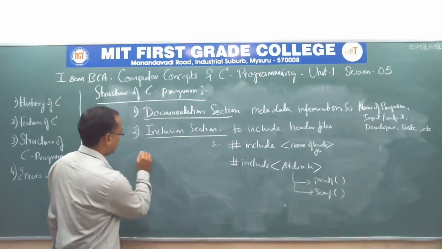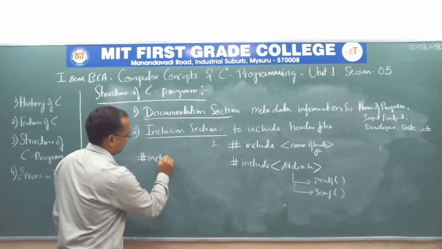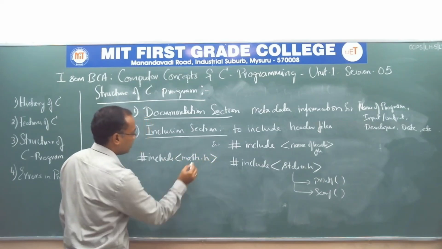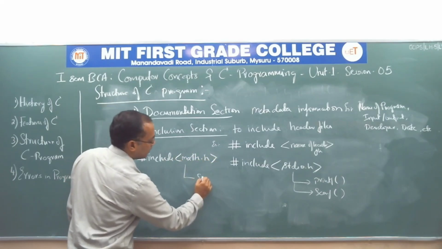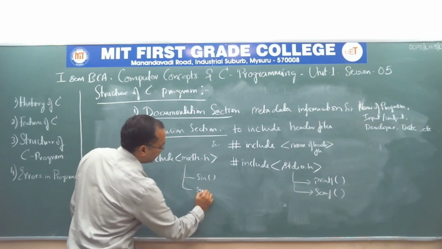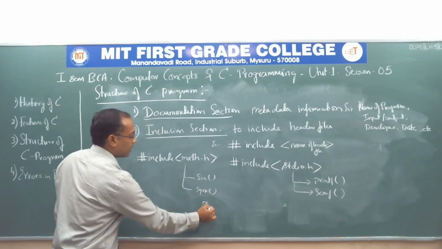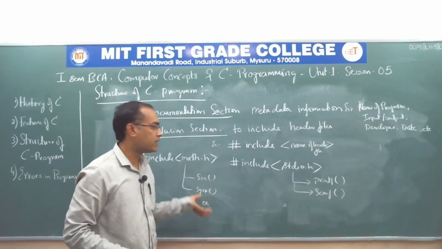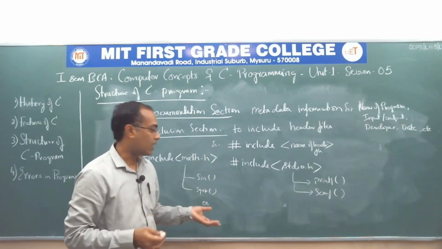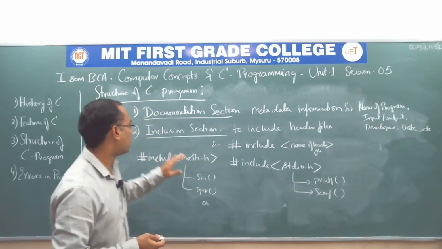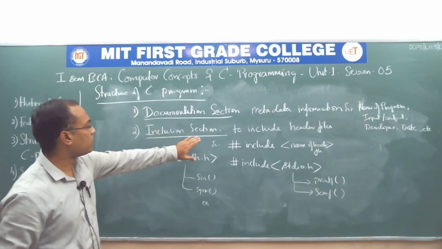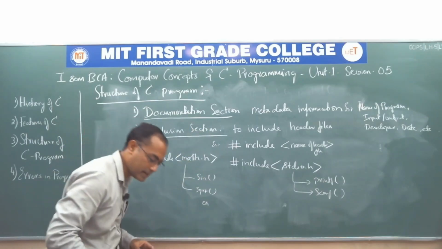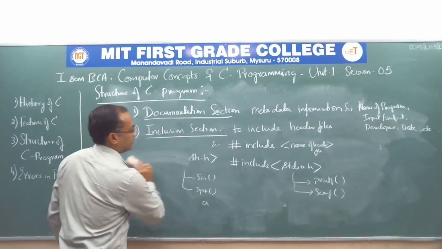One more example we shall take. Hash include math.h. If you include this, then you can use sin function, sqrt function, etc., and all the mathematical functions which are there in this. So you don't need to write any code for these things. Everything is there. You just include it and start using the built-in functions. So that is where the inclusion section helps you to include the header files. Now we shall see the next section.